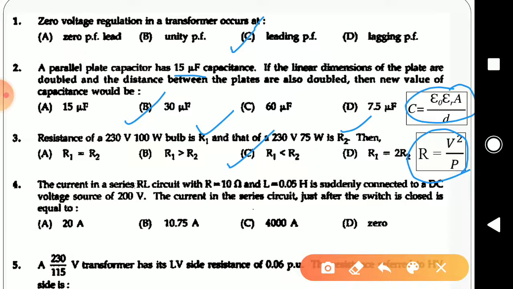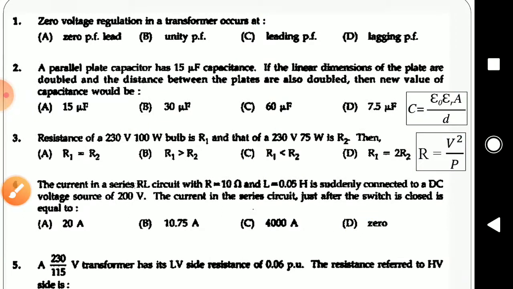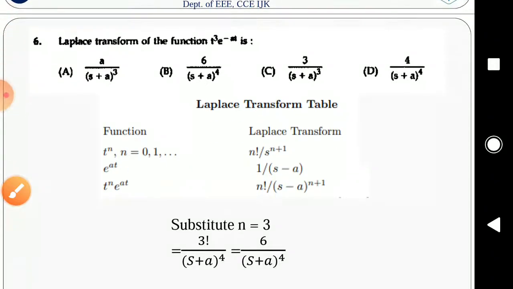Now, from the question, we can understand that before the switch was closed, there was no current flowing in the particular circuit. Now, the property of an inductor is that it will oppose any changes in the current flowing through the inductor. So, before the current was 0, therefore, even during the transient, the current will also be 0. Therefore, your correct answer is option D. The fifth question was cancelled. Therefore, we can move on to the sixth question.